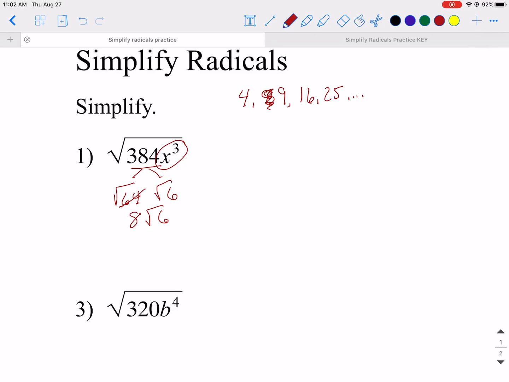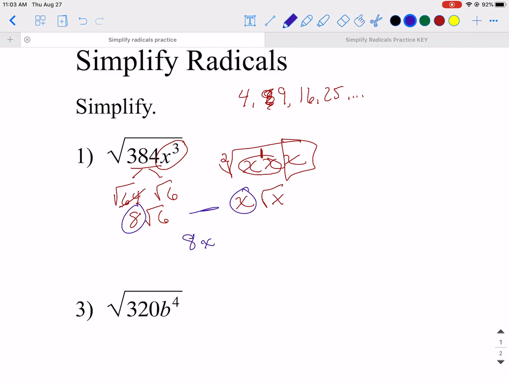Now let's take a look at the x. Remember, the x can be written like this 3 times. And if I don't see the index, I know that there's a 2 there. So you circle pairs of 2, and all I have is one pair. So you bring one x outside, you bring your one pair outside, and then you leave in the radical 1x. So combining the two that we just did, you're going to have 8 on the outside, x on the outside, and then on the inside is your 6 and your x. So you've simplified it with variables.